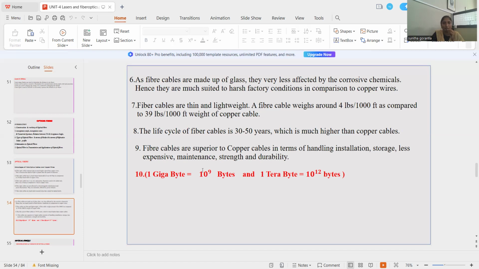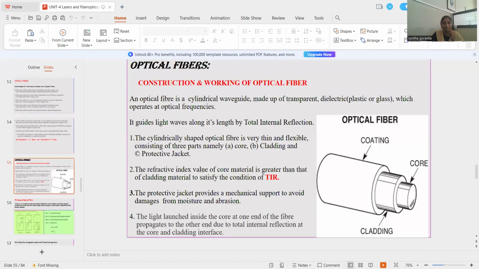Now see, what is optical fiber? Optical fiber is a cylindrical waveguide system which is made up of a transparent and dielectric medium and operates at optical frequencies. Means the light passes into the core.